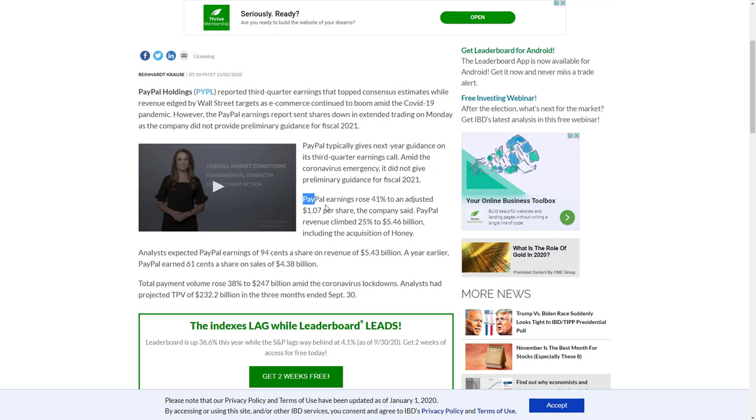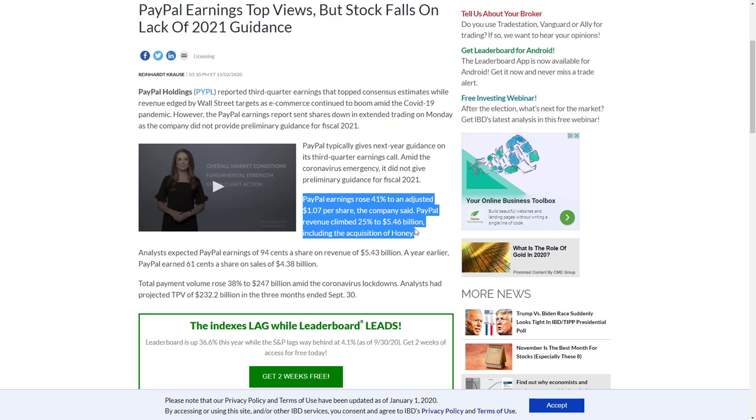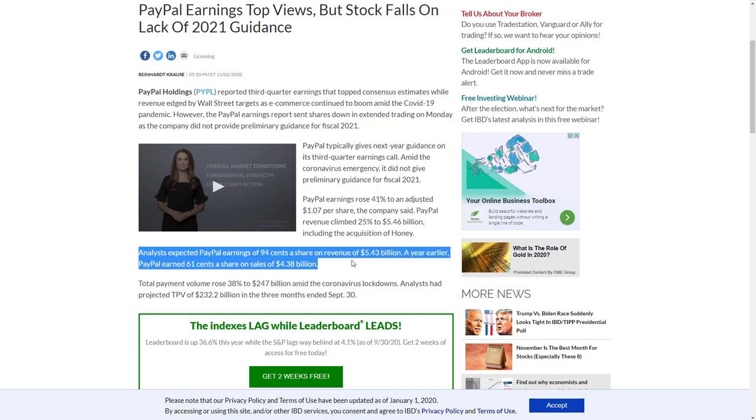With regard to earnings, PayPal earnings rose 41% to an adjusted $1.07 per share, the company said. PayPal revenue climbed 25% to $5.46 billion, including the acquisition of Honey. I was unaware of that. They blew away analyst expectations, which were at 94 cents per share. So they beat on earnings by a mile, and they beat by a respectable margin on revenues. Now, relative to the year-ago quarter, PayPal earned 61 cents per share on sales of $4.38 billion. The stock is a monster.